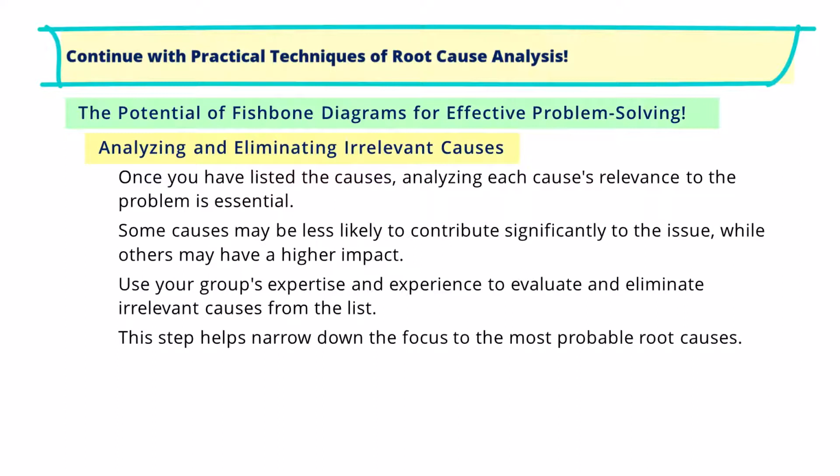Analyzing and eliminating irrelevant causes. Once you have listed the causes, analyzing each cause's relevance to the problem is essential. Some causes may be less likely to contribute significantly to the issue, while others may have a higher impact. Use your group's expertise and experience to evaluate and eliminate irrelevant causes from the list. This step helps narrow down the focus to the most probable root causes.